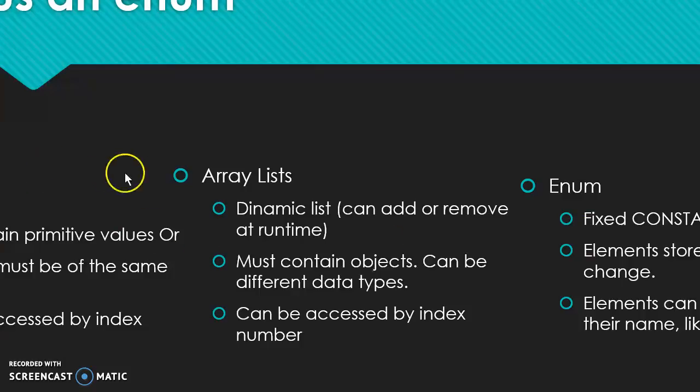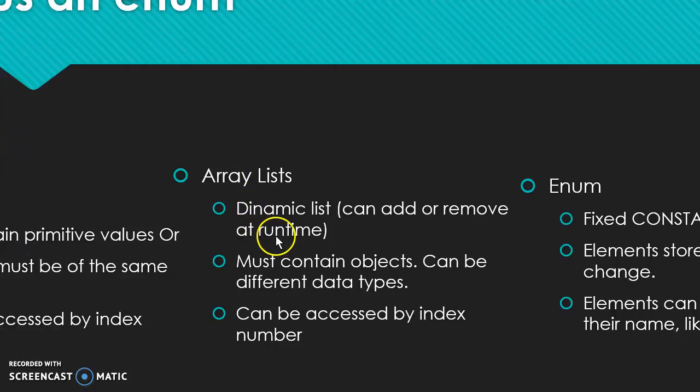Okay, now we can pass to the lists. We have seen three types of lists: arrays, array lists, and enums. So these are the main differences of these lists. An array is a fixed list. You have to specify how many items the list has. It can contain primitive values or objects, must be of the same data type, and can be accessed by an index number.